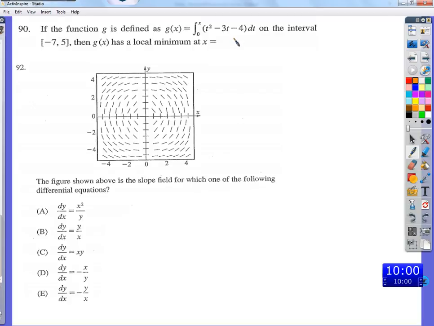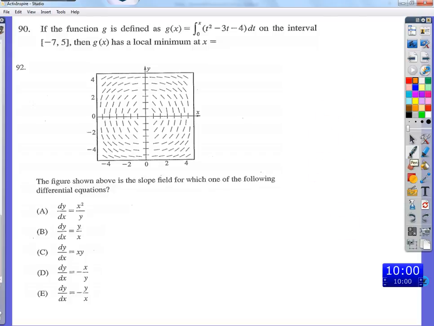Okay. So then it asks us about something about g of x. It asks us about the local minimum of g of x. Okay, so let's just say I have this function g of x, and I want to know about its maximum and minimum values. What do I do with g of x to find that out? Find the derivative of that and set it equal to 0.